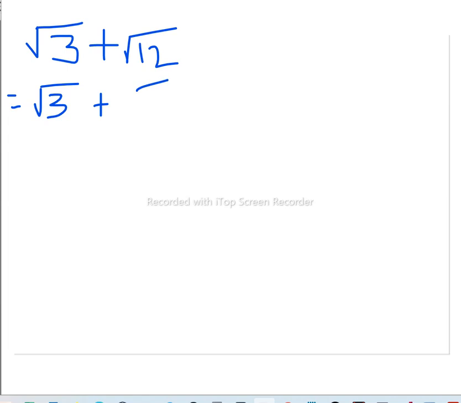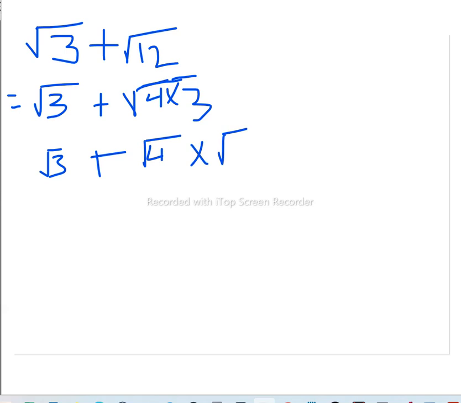Square root of 12 means we can write 4 times 3, and 4 times 3 is the same as 12. So we will write square root of 3 as it is. We will try to bring this 12 to the same as this number. So square root of 4 times 3 means we can write square root of 4 times square root of 3.